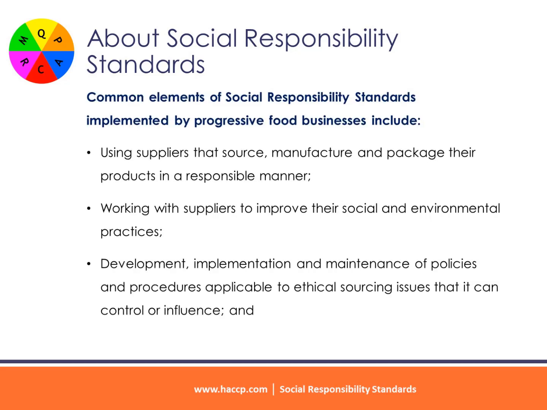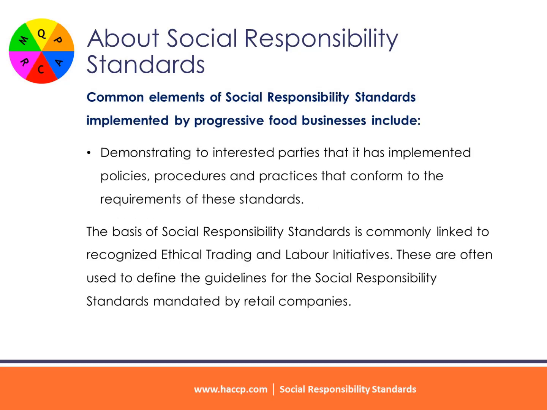Common elements of social responsibility standards implemented by progressive food businesses include using suppliers that source, manufacture and package their products in a responsible manner, working with suppliers to improve their social and environmental practices, development, implementation and maintenance of policies and procedures applicable to ethical sourcing issues that it can control or influence, and demonstrating to interested parties that it has implemented policies, procedures and practices that conform to the requirements of these standards.